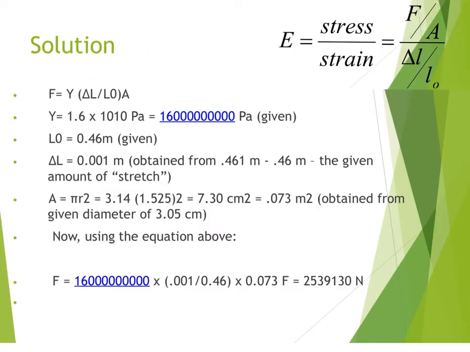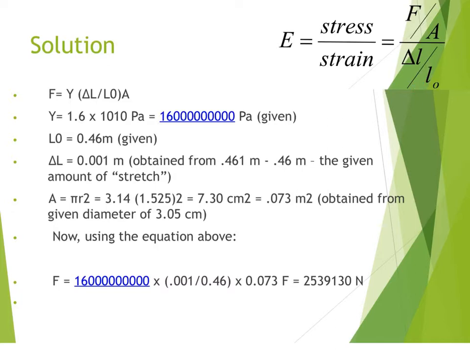So let's use this information, plug it into our formula, and see if we can solve the problem. As we begin the solution, remember that we will be using this equation where E is the Young's modulus, F is the force exerted on the object under tension, A is the actual cross-section area, delta L is the amount by which the length of the object has changed, and L sub O is the original length of the object.